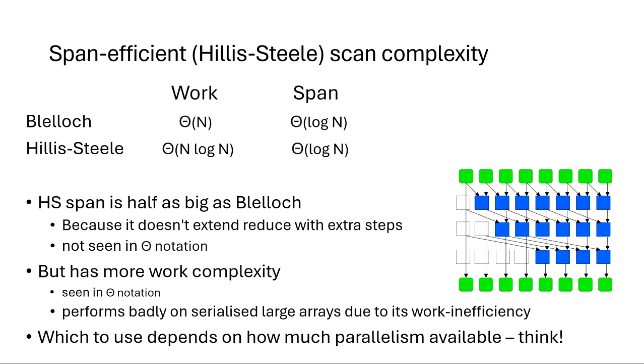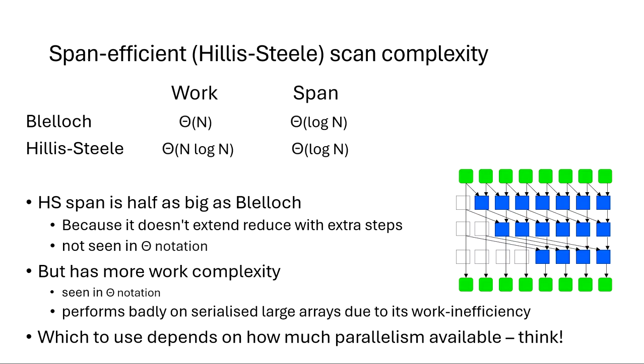So here's a complexity comparison of the 2 algorithms. You can see that the Hillis-Steele algorithm actually has the same form of complexity as Blalock, but it's faster by a factor of 2. So this is actually a place where complexity theory doesn't actually work. It's faster by a factor of 2 because it only has 1 phase instead of an up phase and down phase.